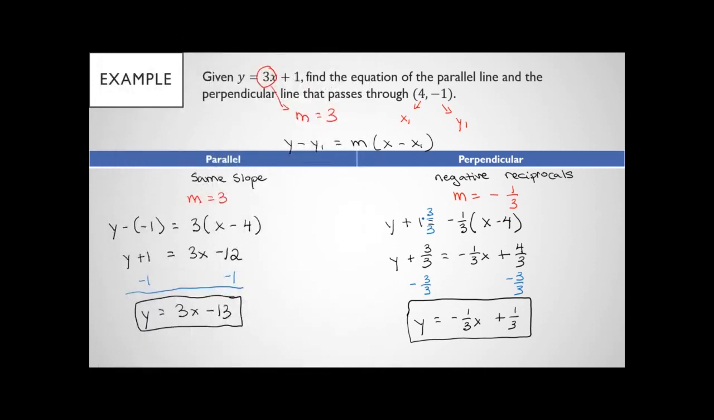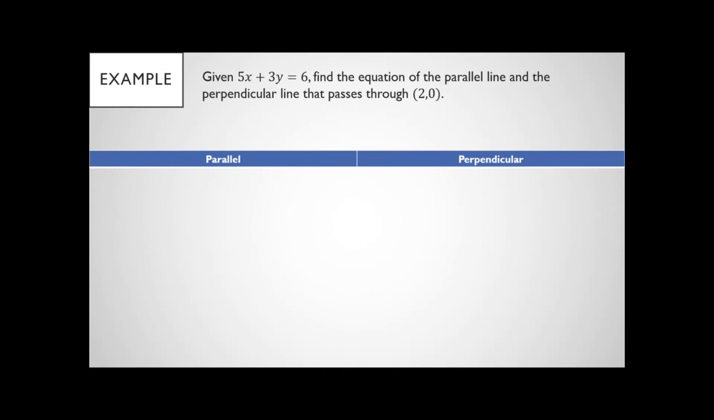Okay. This is actually my last example. We're going to do another parallel and perpendicular, but the line we're given this time is not in slope-intercept form. So we're given 5x plus 3y equals 6, and that needs to be in slope-intercept form, and it's not. So we need to solve this for y before we do anything else.